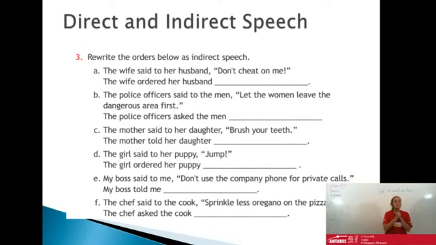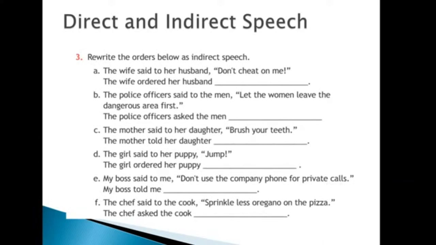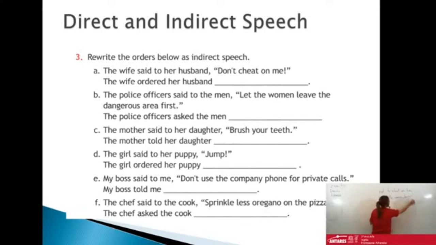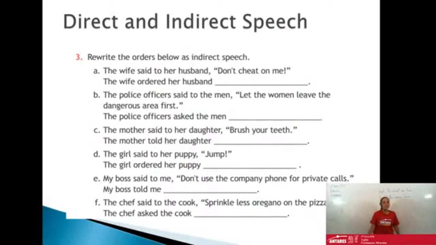B. The police officers said to the man, let the women leave the dangerous area first. So, the police officers asked the man to, it's an imperative, but it's affirmative, right? To let the women leave the dangerous area first. Okay? So nothing else changes. To let the women leave the dangerous area first.